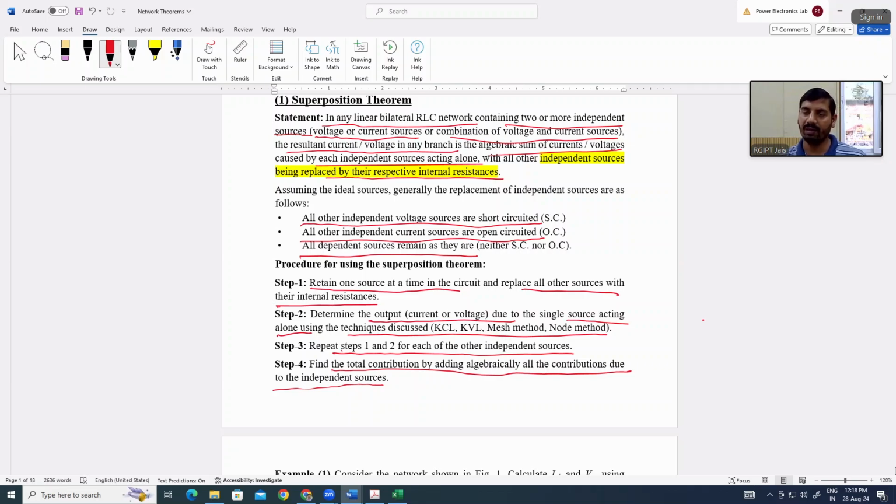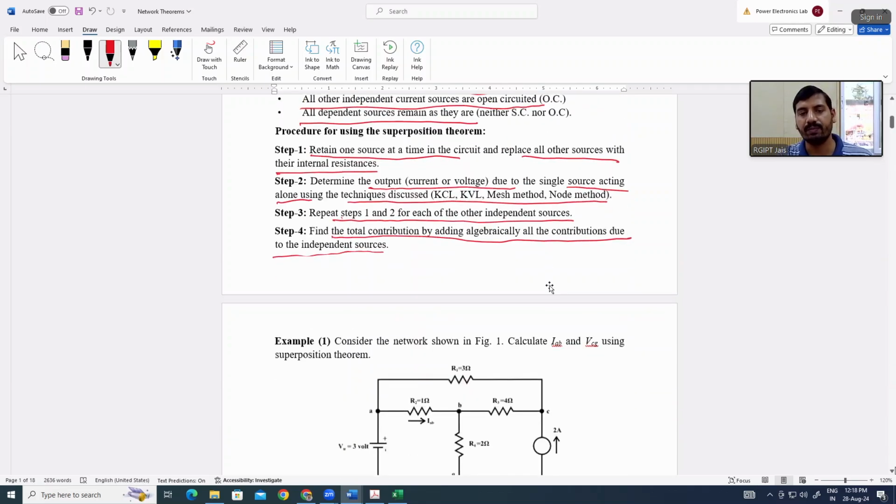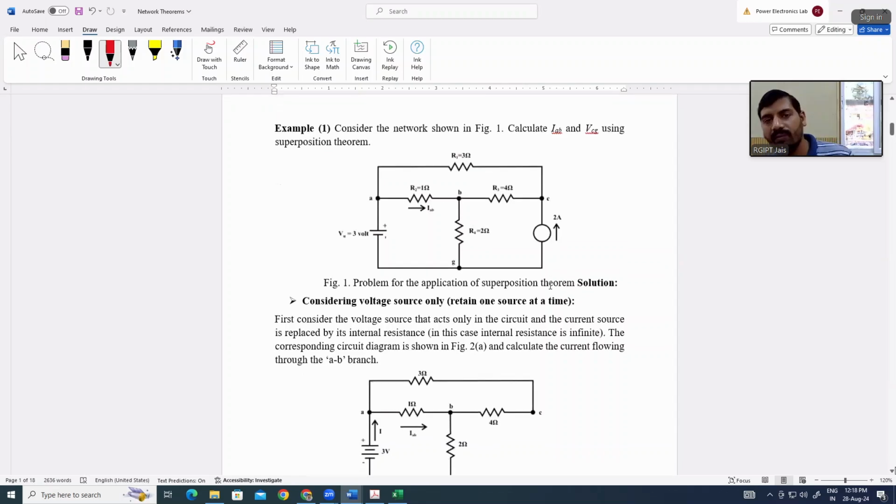That will be your final current flowing through that branch. Okay, so this is just a simple procedure. This is an example where we have to apply the superposition theorem. So in this problem, example 1, consider the network shown in figure 1, calculate IAB and VCG using superposition theorem.